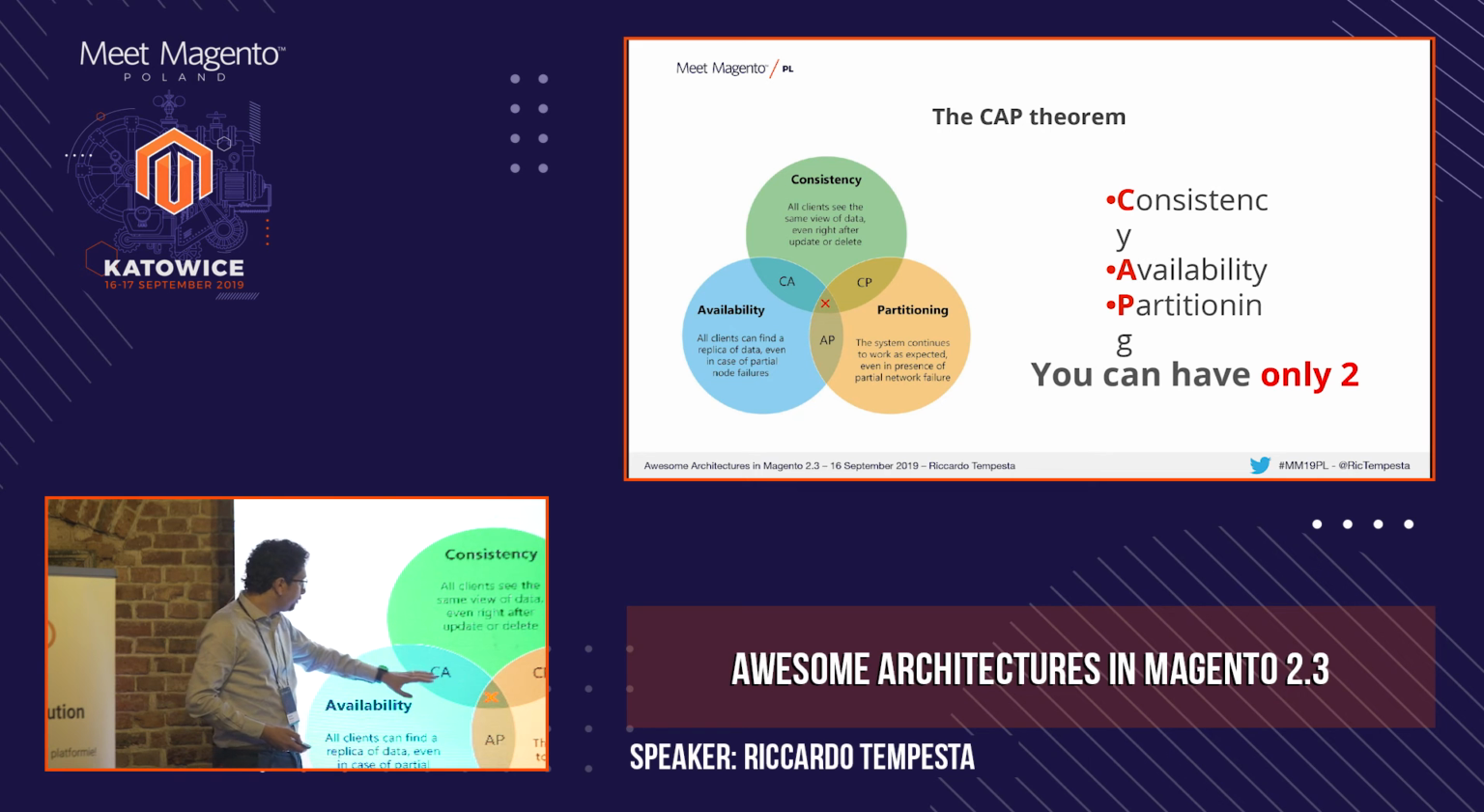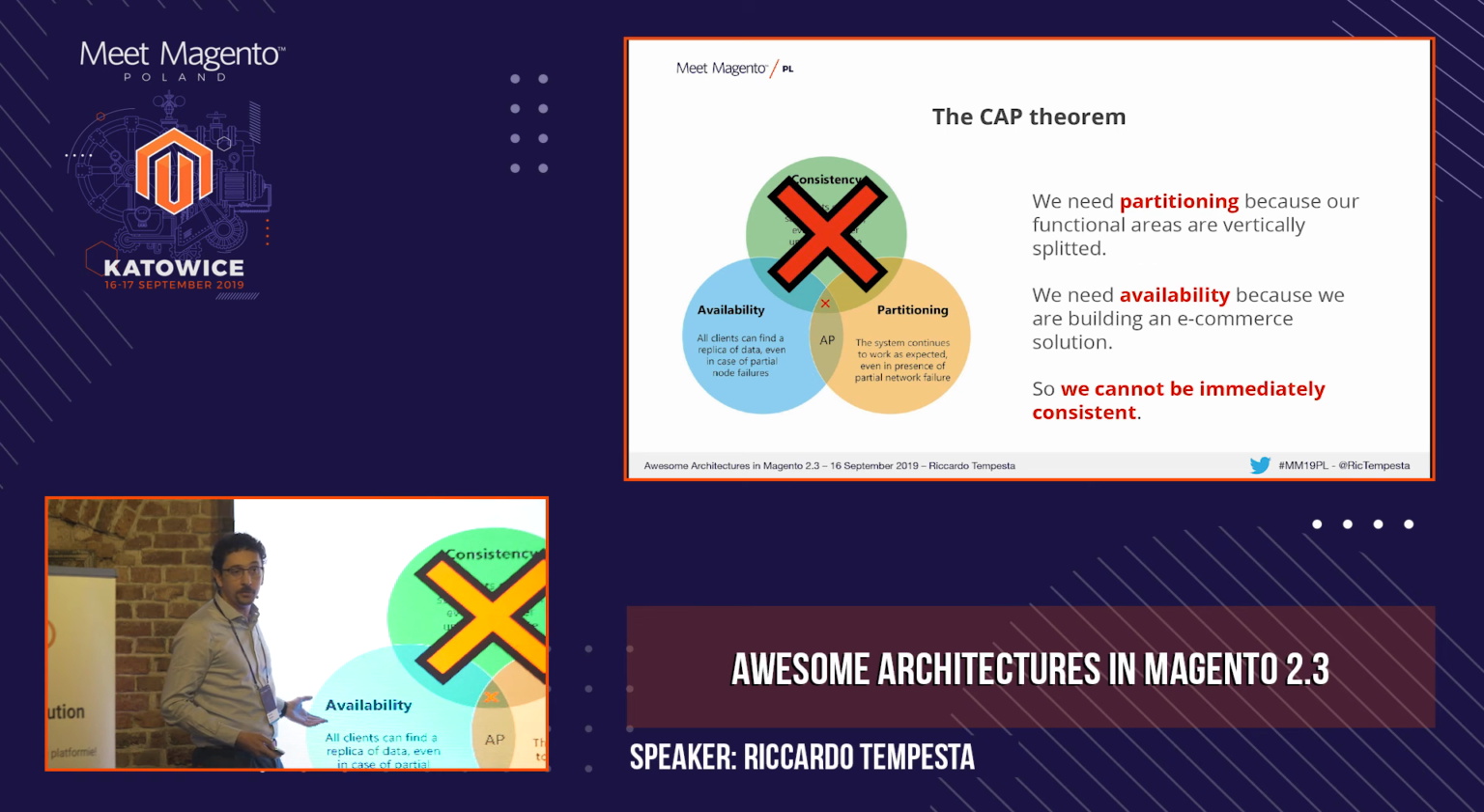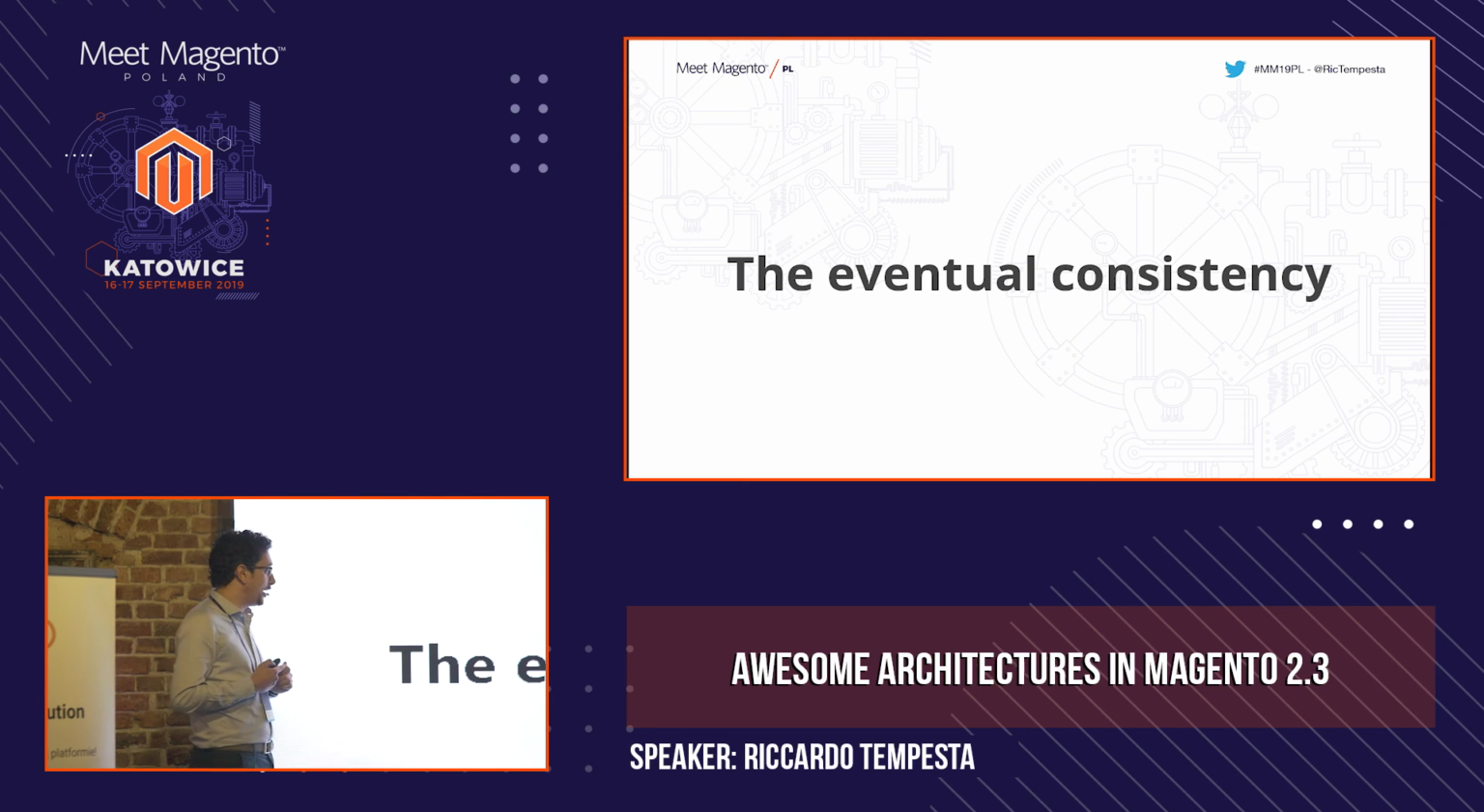We said we want partitioning because we want to split across different databases. We are dealing with an e-commerce, so I suppose that availability is a good idea to have. So basically, we have to remove consistency. At the very beginning, it's, what? Remove consistency? What do you mean exactly? It means exactly this, remove consistency. But it's not so scary, because it's scary if you think of the software like you were doing before this speech. But if you think of a new way of approaching the software, it makes sense.